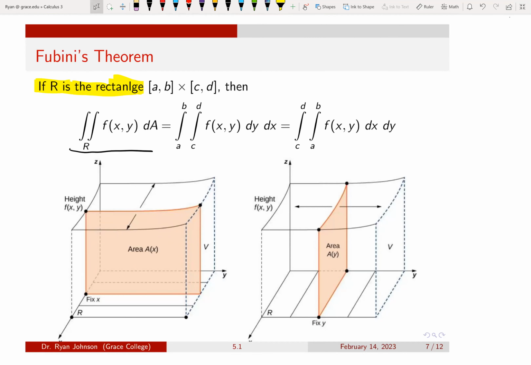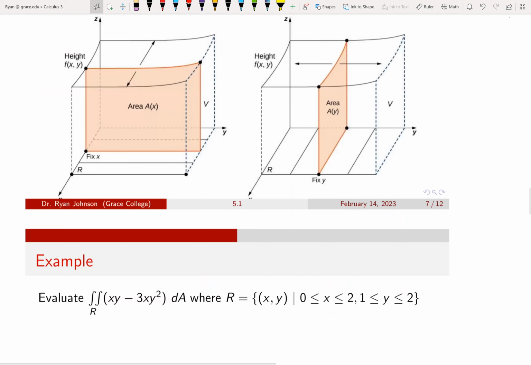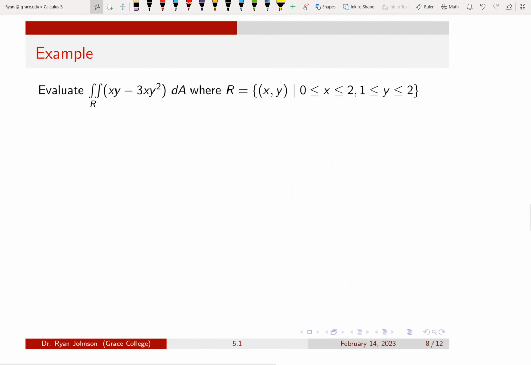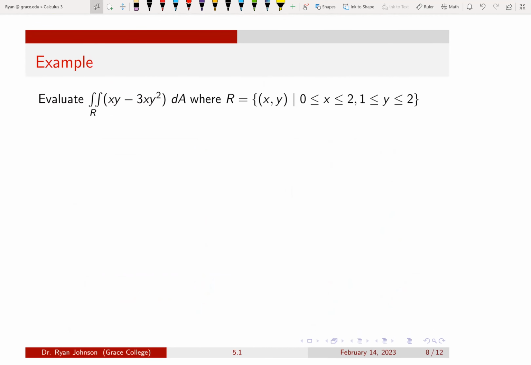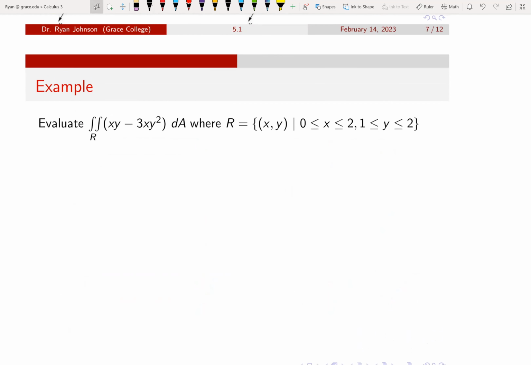And so that's what Fubini showed, is that when you've got a rectangular region, it doesn't matter what order you do this in. So all this means is that instead of doing any limits or anything like that in this section, we're just skipping right to just doing iterated integrals. So here's an example. If I do this right here, it's not going to matter. So I'm going to do it 2 times.